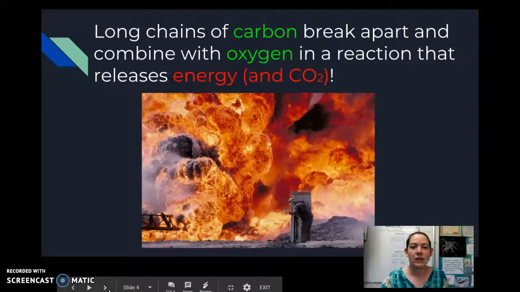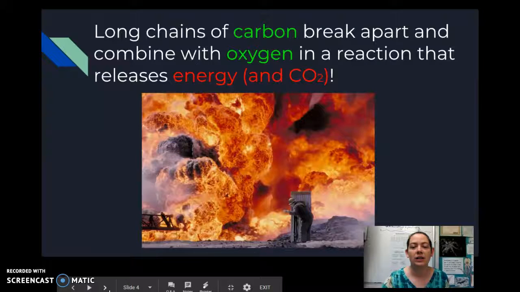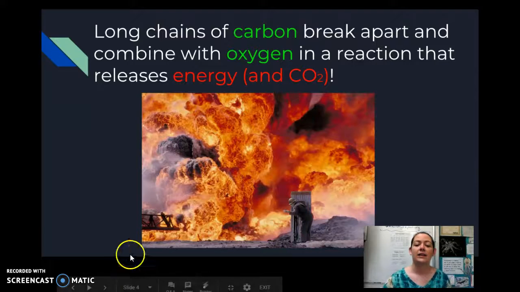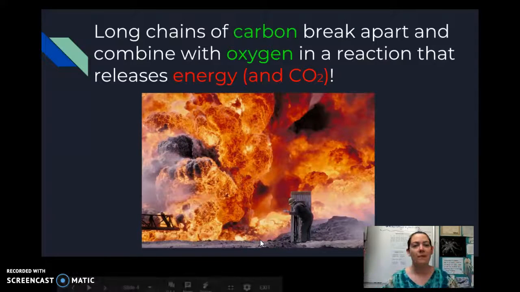So long chains of carbons can break apart and combine with oxygen in a reaction that releases a lot of energy and some carbon dioxide. So here's an example of a big explosion at an oil field or something. But these long chains of carbon, when they break apart, you just add a little bit of heat to get it started in that oxygen, and it's a massive energy release.